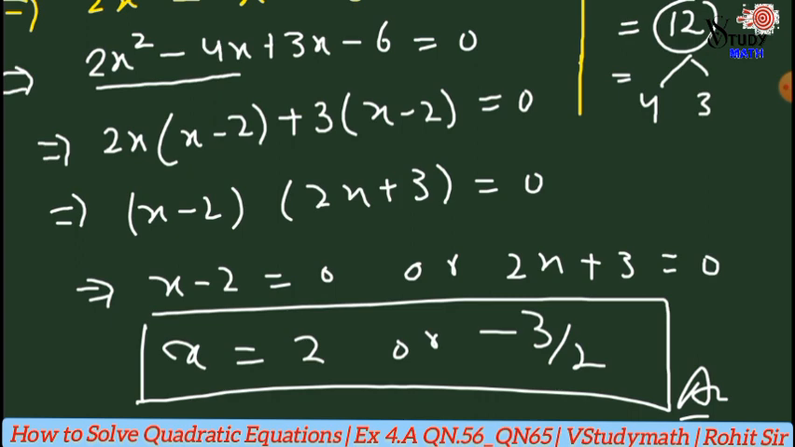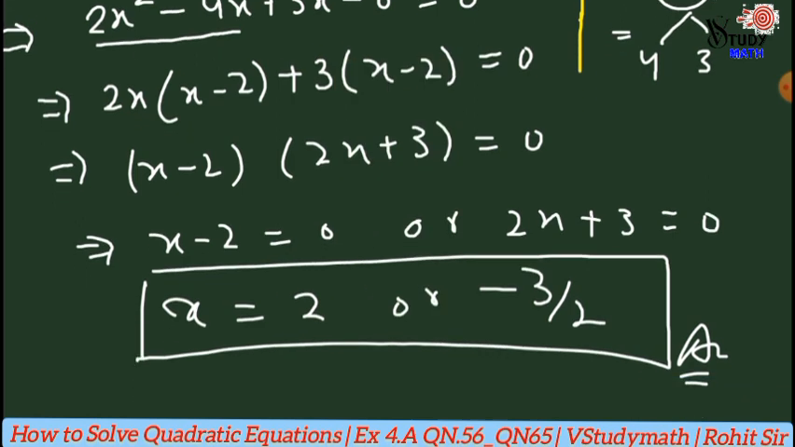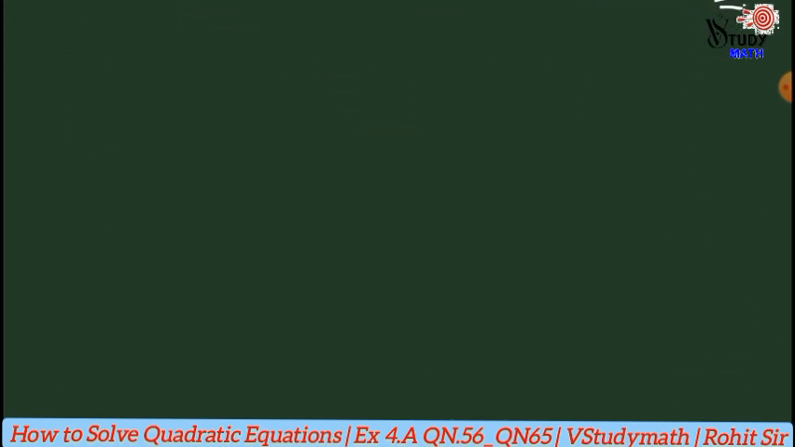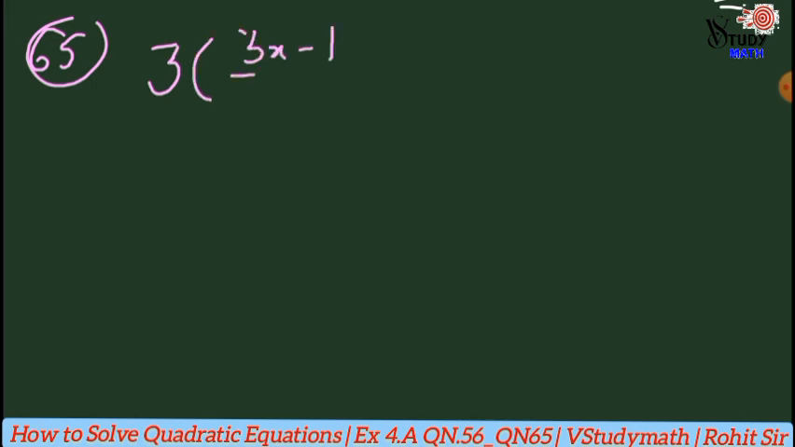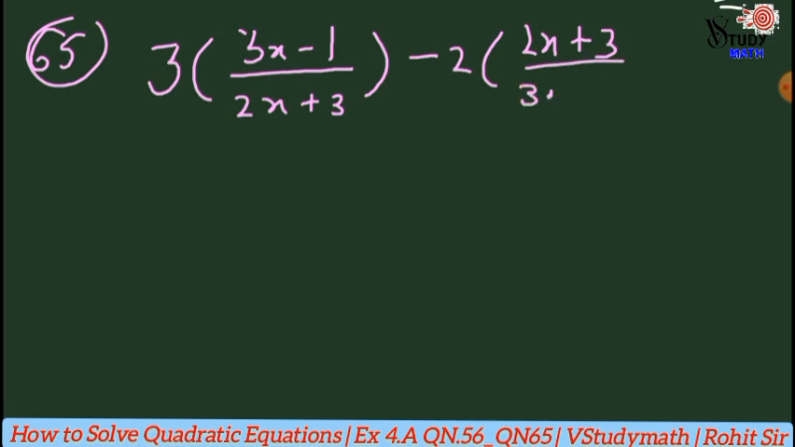now move to question number 65, and question number 65 is here. Question number 65 is an important question. 3 times (3x − 1)/(2x + 3) minus 2 times (2x + 3)/(3x − 1) is equal to 5.